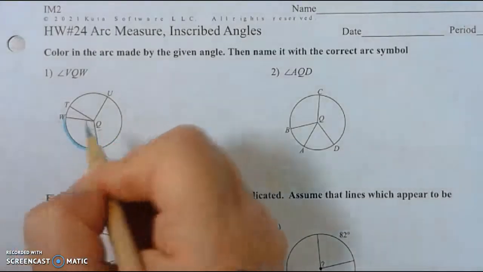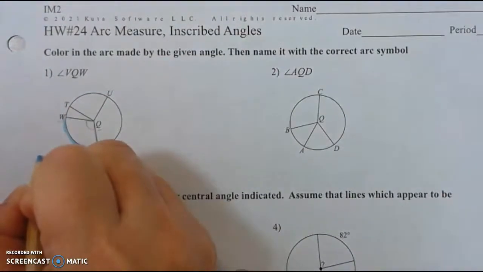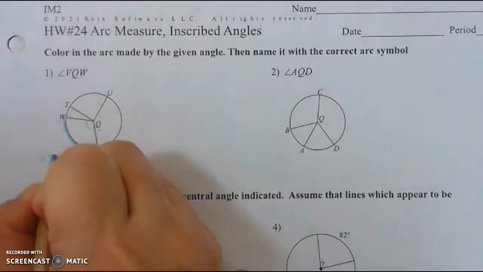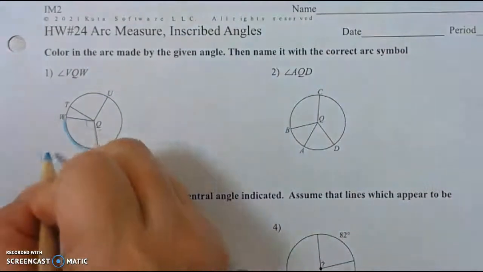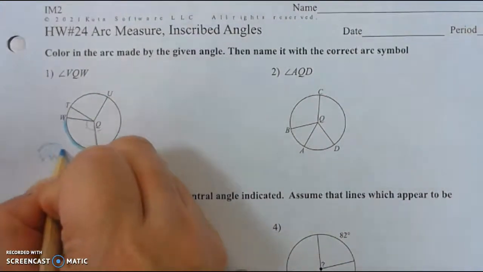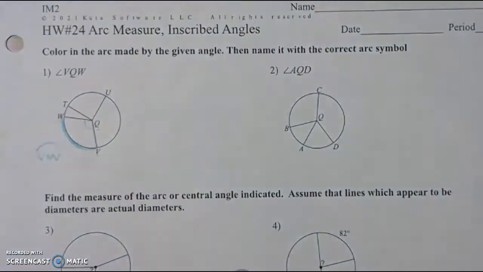And what do we call this arc? We call that VW with this arc symbol right there, which is a curved line over those two letters.